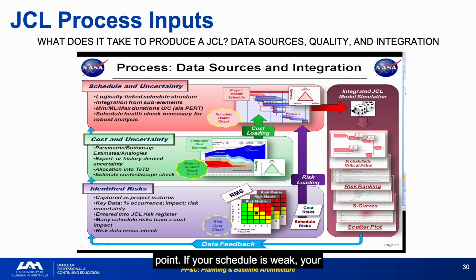If your schedule is weak, your cost estimate is thin, or your risk register is incomplete, the JCL output cannot be trusted. Data quality and integration are the JCL's Achilles heel. A technically correct Monte Carlo simulation run on poor data produces a falsely precise output. The JCL number looks authoritative but is not. The JCL data flow diagram reinforces the interdependence of all PP&C disciplines. Schedule, cost estimating, and risk management must all be in good shape for the JCL to be credible at PDR.